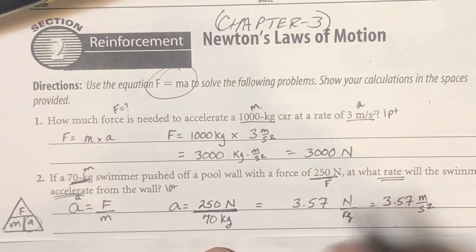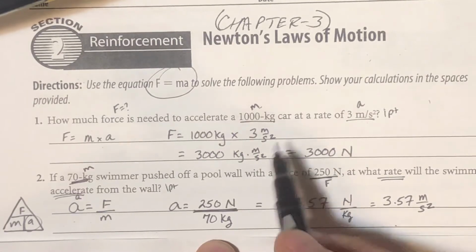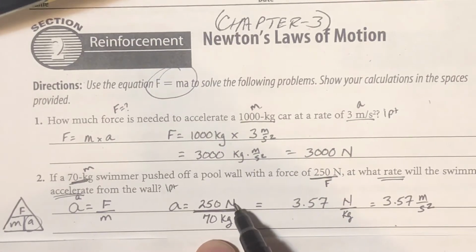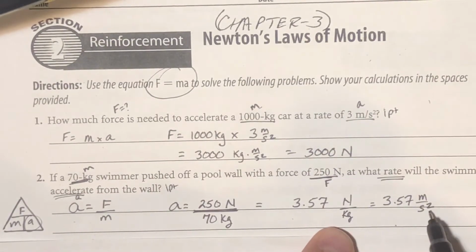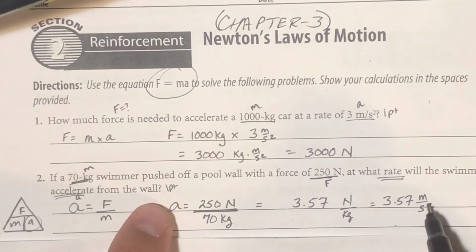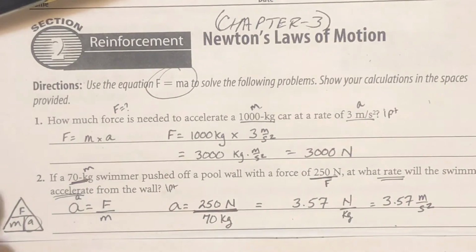These didn't cancel out unless we know what a Newton is. A Newton is a kilogram meters per second squared. Remember that up there? So if we brought that down, what would cancel? The kilogram would cancel with the kilogram, and so you would end up with meters per second squared, which makes sense because we're looking for acceleration. Let me move this up.